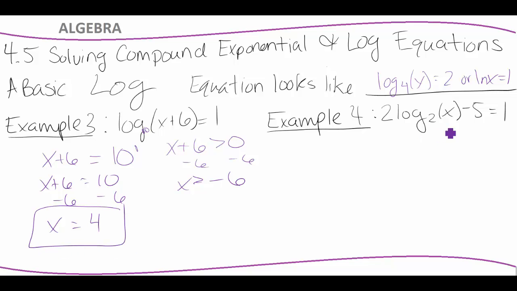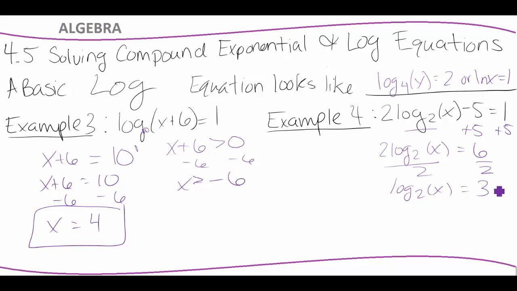We have 2 log base 2 of x minus 5 equals 1. So this one's a little more complicated, has a lot more in there. So we need to get this log base 2 by itself. So we're going to add 5 to both sides. We're going to get 2 log base 2 of x equals 6, and then we're going to divide both sides by 2. We're going to get log base 2 of x equals 3.